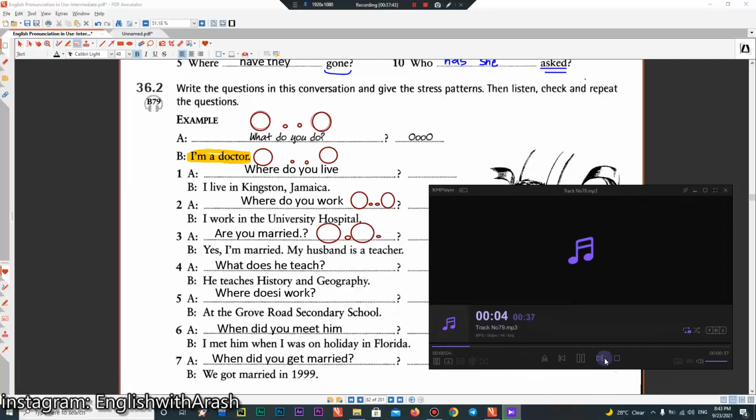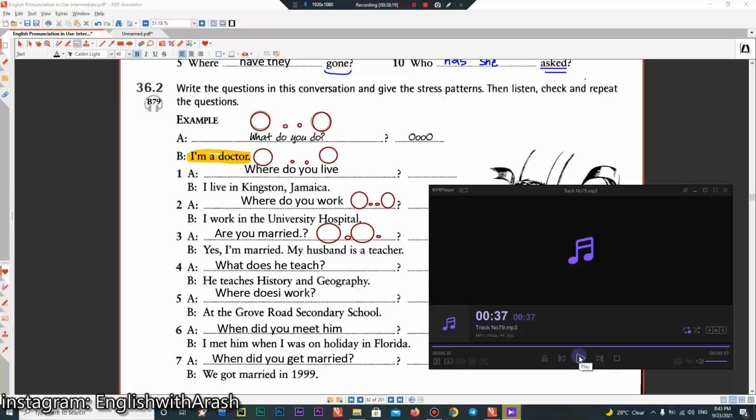What do you do? I'm a doctor. Where do you live? I live in Kingston, Jamaica. Where do you work? I work in the university hospital. Are you married? Yes, I'm married. My husband is a teacher. What does he teach? He teaches history and geography. Where does he teach? At the Grove Road Secondary School. Where did you meet him? I met him when I was on holiday in Florida. When did you get married? We got married in 1999.